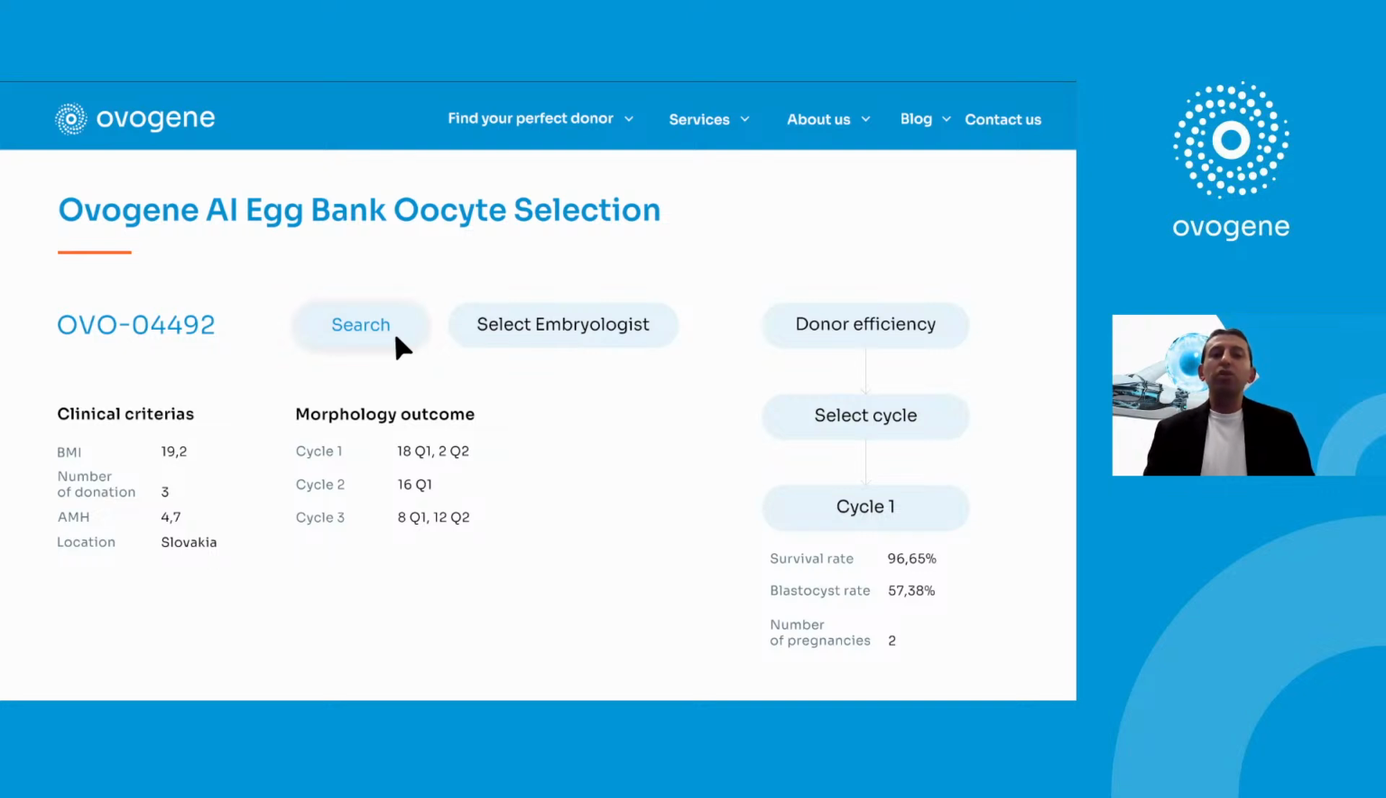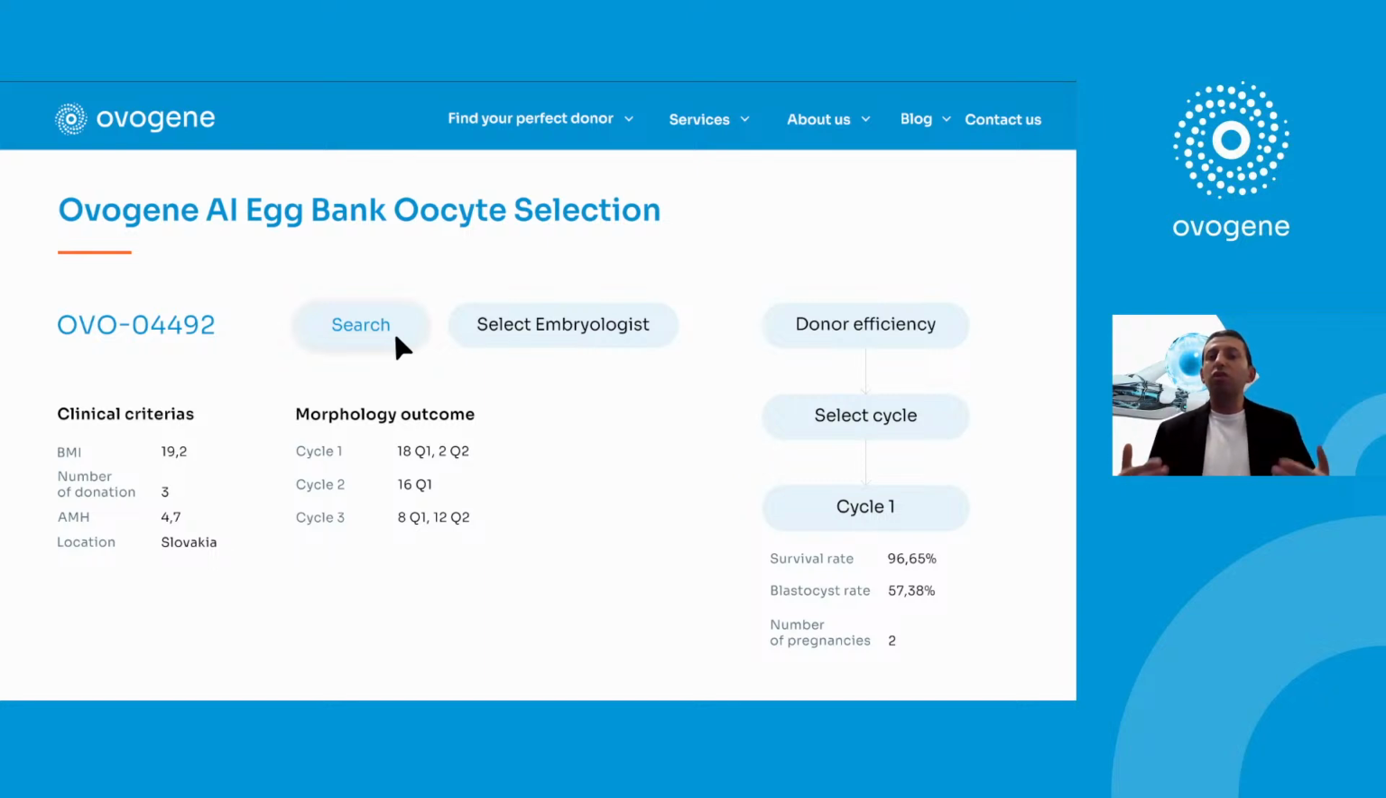So when embryologists select, let's say, 10 high quality eggs, but over there the cycle efficiency on the second cycle shows no pregnancy from the donor, a 20% blastocyst rate and a 60% survival rate, of course this donor is not efficient for egg banking. So this is a kind of alert for embryologists.